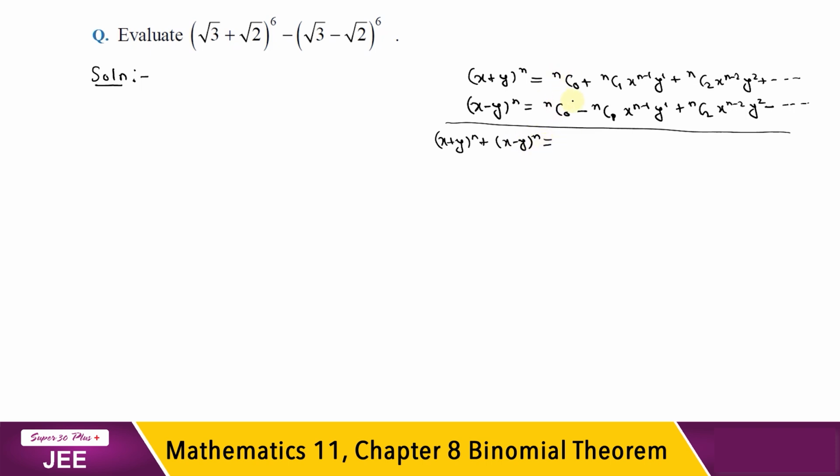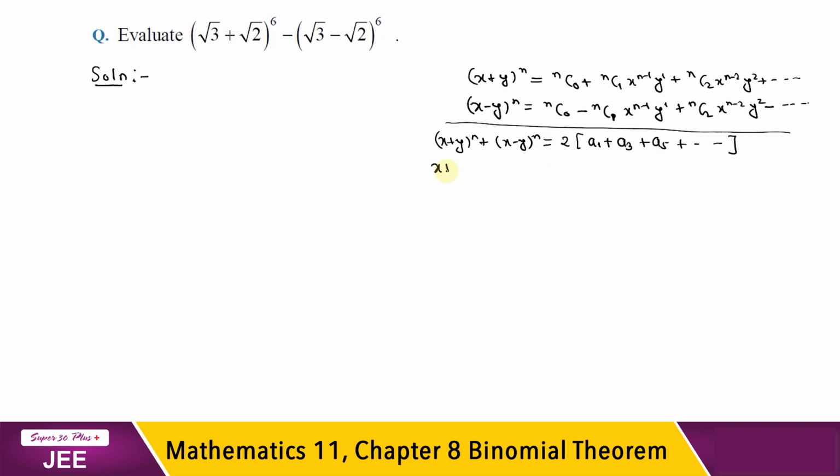Simply these terms are going to get added and these terms are going to get subtracted. So the terms that are present at first position, third position are going to get added 2 times. So we have 2 times first term plus third term plus fifth term and so on. Alright, this is the result when we add (x plus y) whole raised to the power n with (x minus y) raised to the power of n.